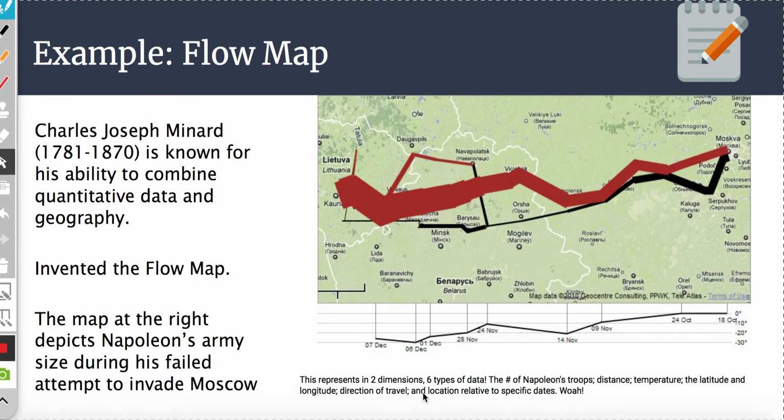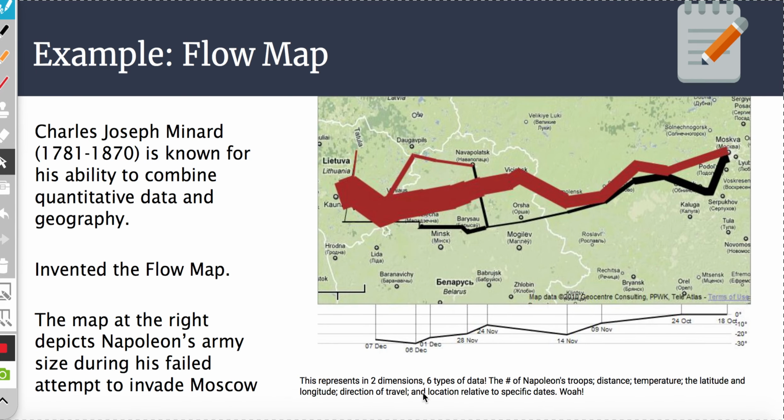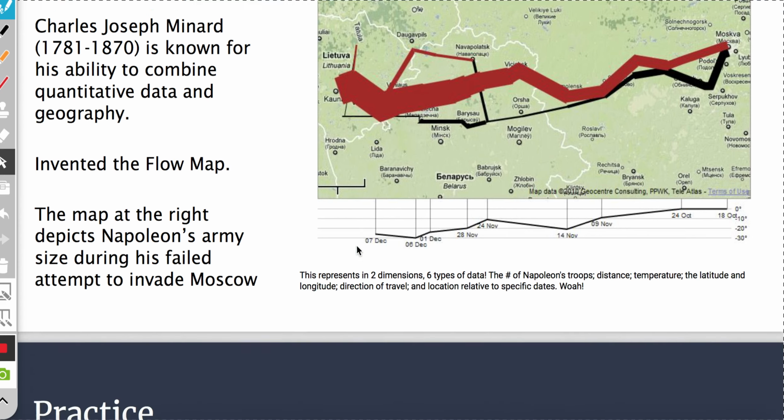Here's actually that flow map laid out over a map of the actual geography they were covering. All right. When they got to Moscow, and then the black represents their return back from Moscow. Notice how small the army was in comparison to the initial army. There were a lot of people who died over the course of this attempt to take Moscow.